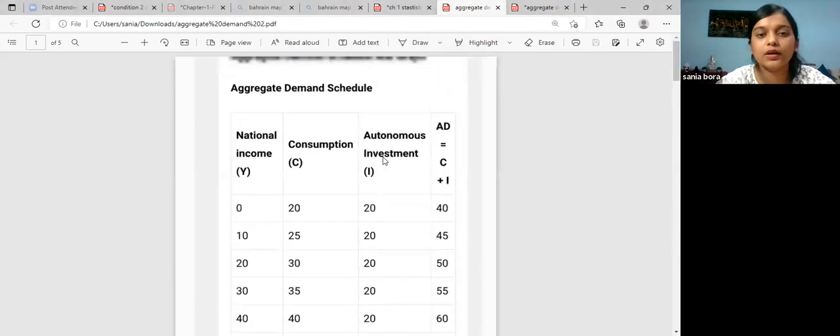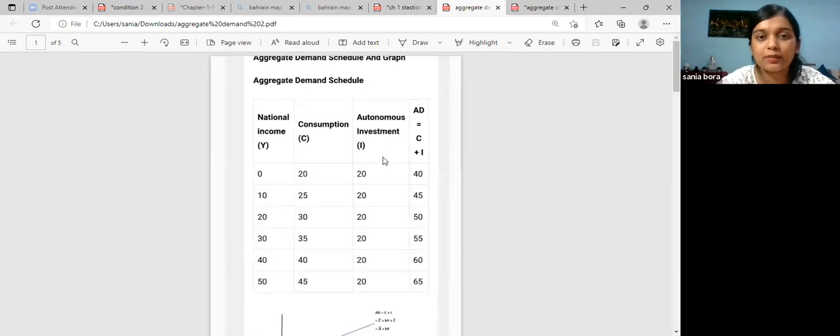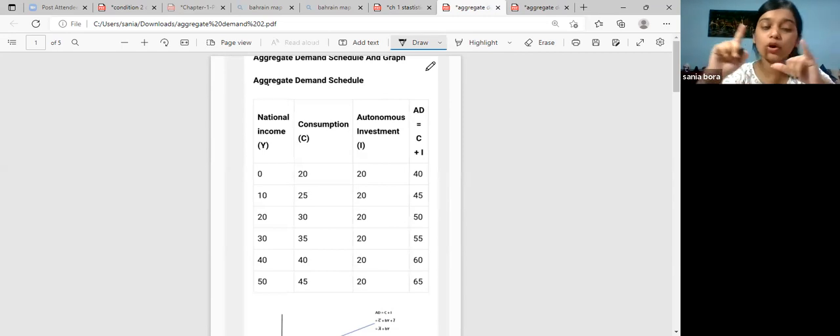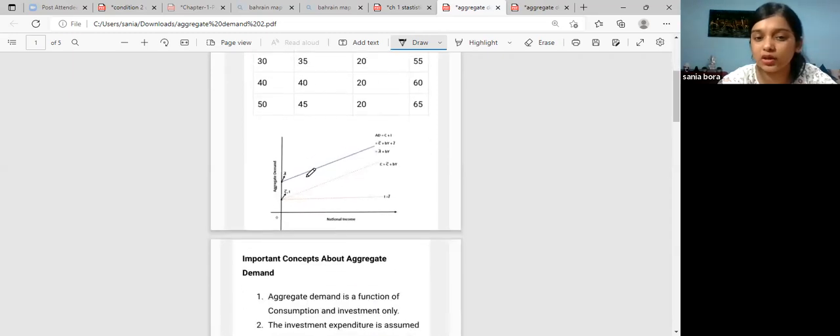Okay. Now we will be doing aggregate demand schedule and graph. Over here some sprint, so just ignore it. Now you already know what aggregate demand is, what the components are, and what you are going to take in the two sector model. In the entire chapter we are going to deal with the two sector economy, not all four, just two: C and I. Now first we will draw the schedule, and after that we will draw the graph.